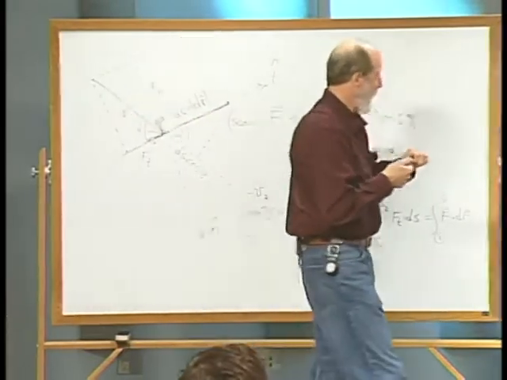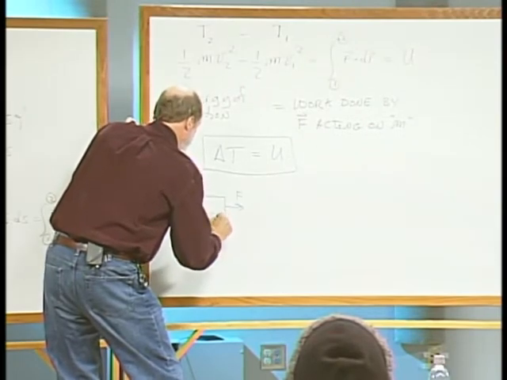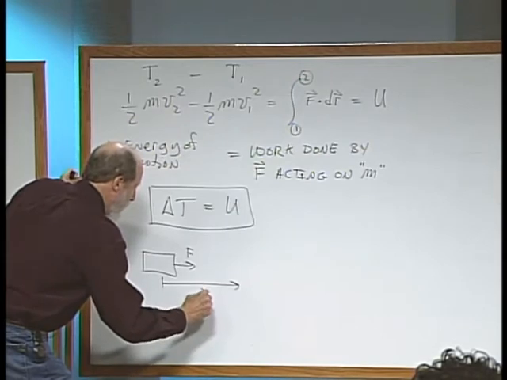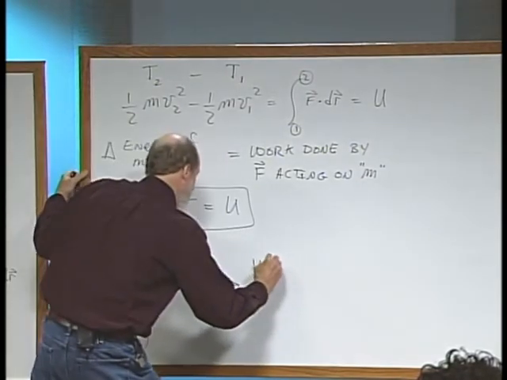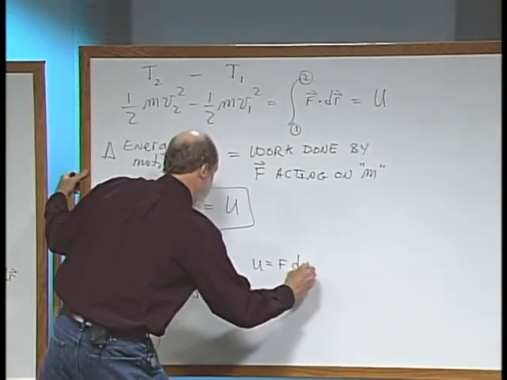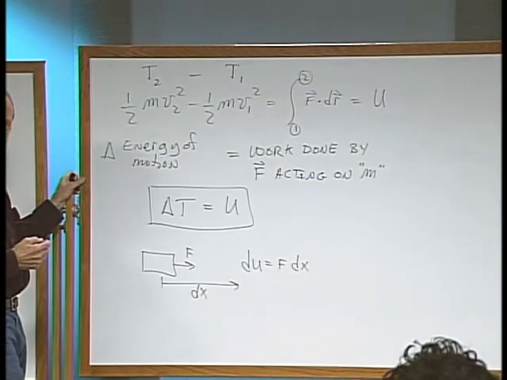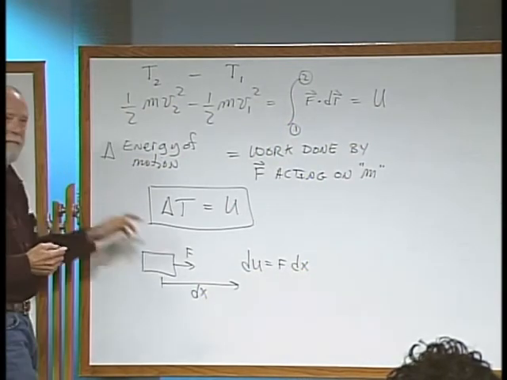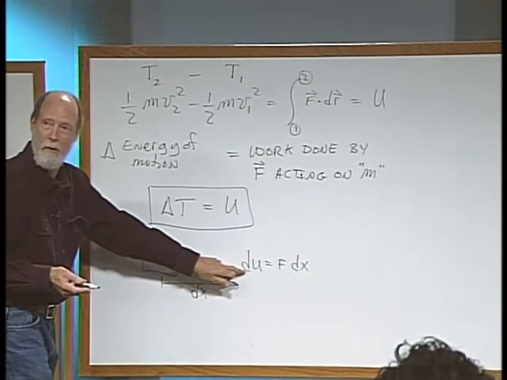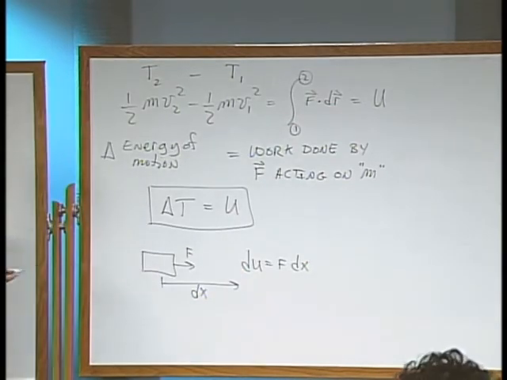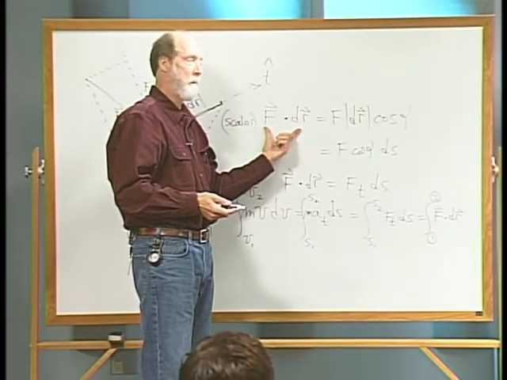Okay. Now, here's a simple illustration. If I apply a force F and I allow a displacement, let's call it dx, to occur here, then that work done is going to be equal to that force times dx. And that, moving over a differential displacement, would be a differential amount of work done. Which is what F dot dr is. That's what F dot dr is: a differential amount of work performed.